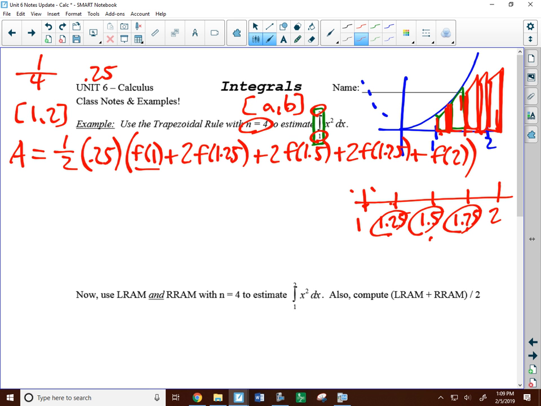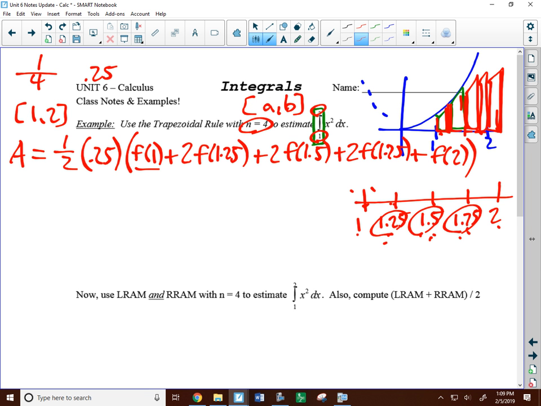Also, so if you remember yesterday, left RAM, when we break this up, we'd use just the left 4 of these. Right RAM would use the right 4. Midpoint RAM would get the ones in the middle. Trapezoid uses all 5. It's kind of interesting how that works.